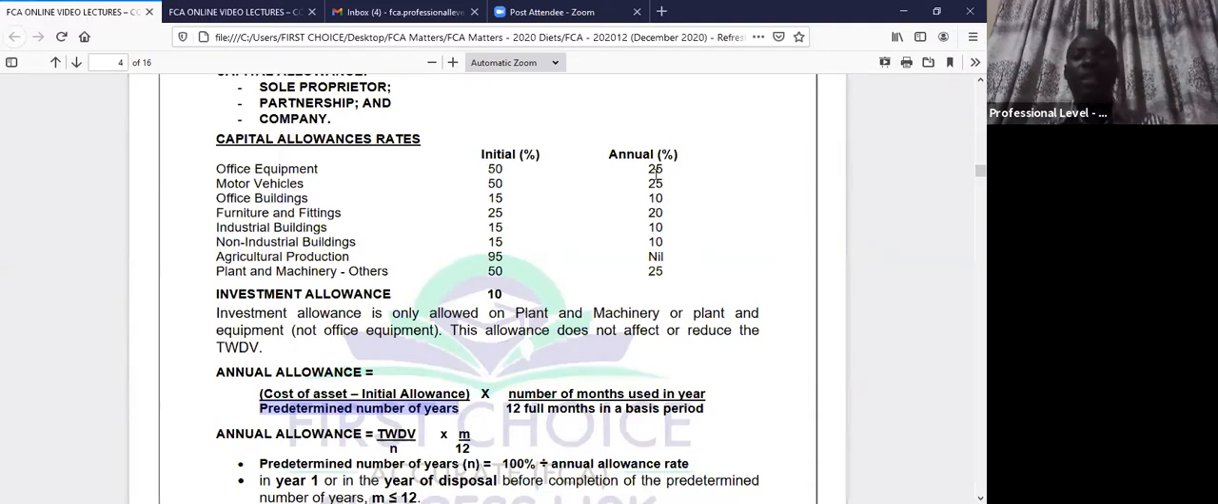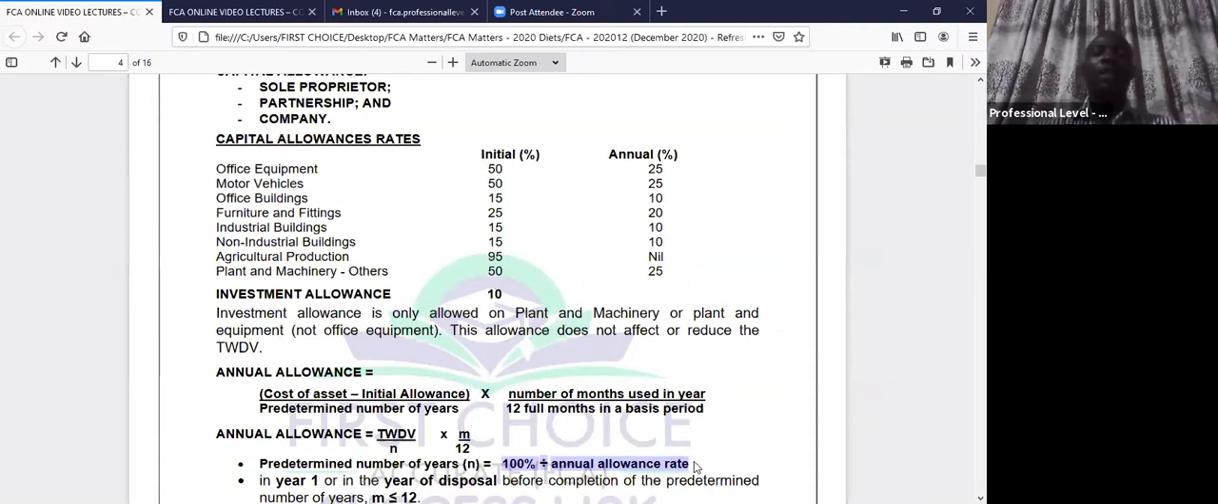Now, look at the annual allowance rates. Let's look at it to show you how you can get the predetermined number of years. Let's look at motor vehicle here. Motor vehicle here, annual allowance is 25%. What does it mean? It means if you have an asset and you are collecting 25% of it every year, how many years will you collect 25% for it to get to 100%? You will collect it 4 times or 4 years. Simply put, if you say 100 divided by 25, you have 4. And so the predetermined number of years is simply calculated by saying 100 divided by the annual allowance rate. And so we say 100 divided by 25, we have 4.